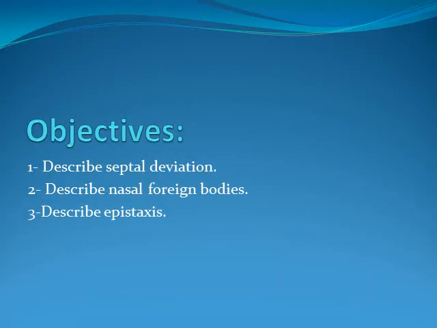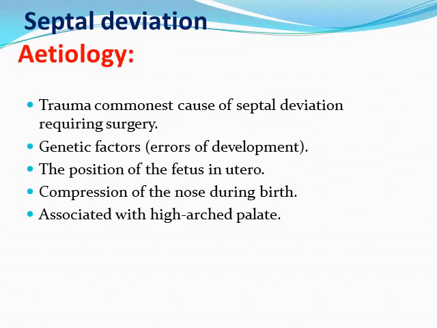Objectives of this lecture is to describe three important ENT diseases. These are the septal deviation, nasal foreign bodies, and epistaxis. We start with septal deviation and start with the etiology of septal deviation.